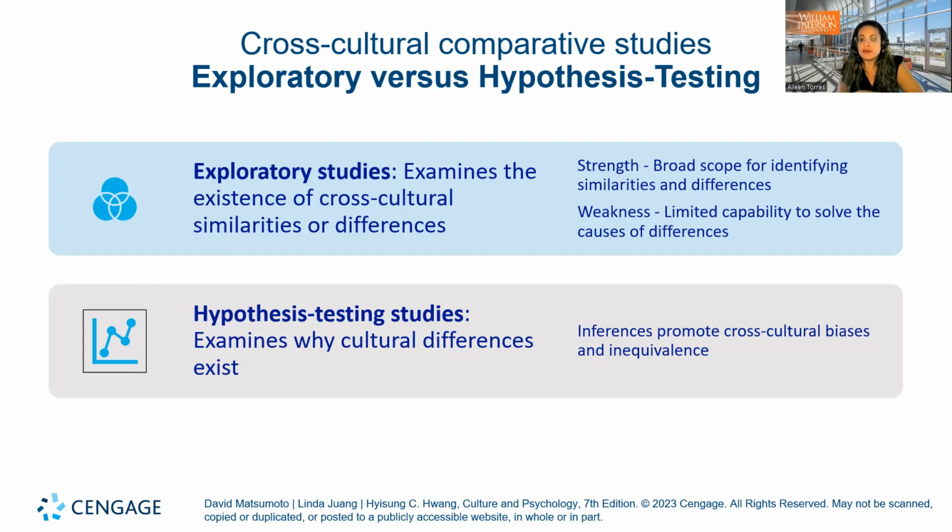I'm just trying to have a broad scope as to whether there are similarities and differences across these three newly immigrated groups. The weakness of this type of study is that it gives me very limited capability. Giving them some self-report measures about their levels of acculturative stress and mental health symptoms doesn't help me solve the causes of these differences. This is sort of a first step.